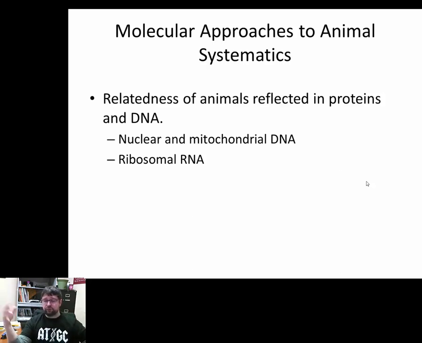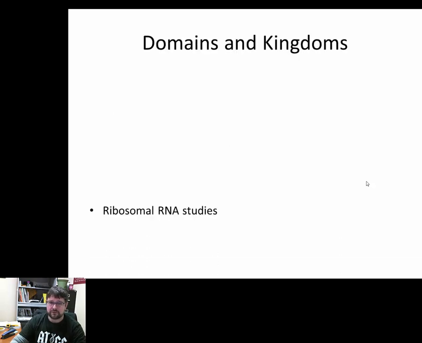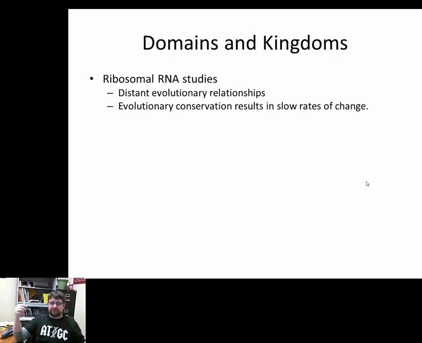Ribosomal RNA is useful for examining very ancestral connections, like the connection between the three domains, or the connection between the six kingdoms. Excuse me. And it's important to use ribosomal RNA because everything on the planet has ribosomal RNA. If you're considered a living organism on this planet, regardless of bacteria, archaea, fungi, animalia, plantae, protista, it doesn't matter. They all have ribosomal RNA. And so you can make those connections and look at the relatedness between those groups. So ribosomal RNA studies, again, are very important for things like domains and kingdoms.